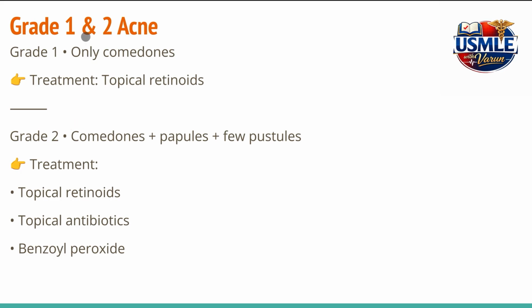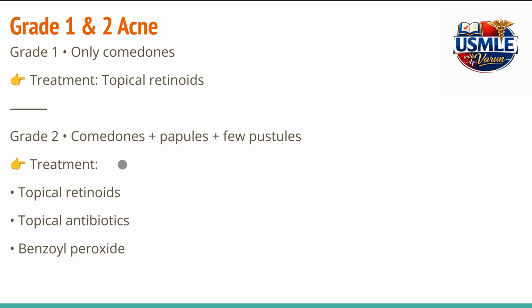Now let's try to break down the early stages. In grade 1 acne, the problem is only follicular plugging, so there's no significant inflammation yet. So the goal of treatment is to normalize the skin cell turnover. That's why we use topical retinoids. These drugs help prevent the formation of new comedones by improving keratinocyte turnover.